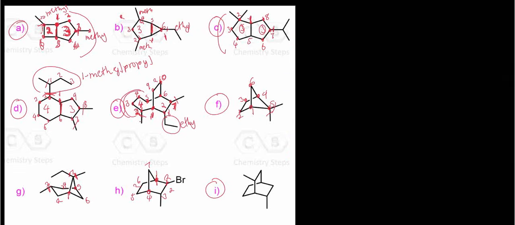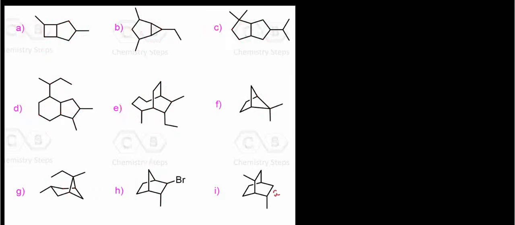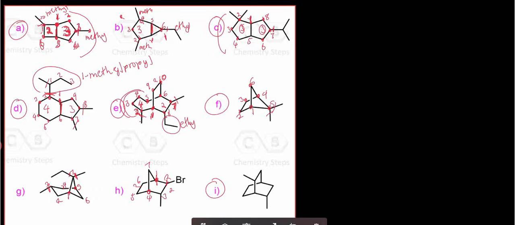Now let's go to my I. So here you have 2 carbons this side, again 2 carbons. So this is my shared, this is my shared. So what I'll do, this is my 1 here, this is my 2, my 3, my 4, my 5, my 6, my 7, my 8, right?